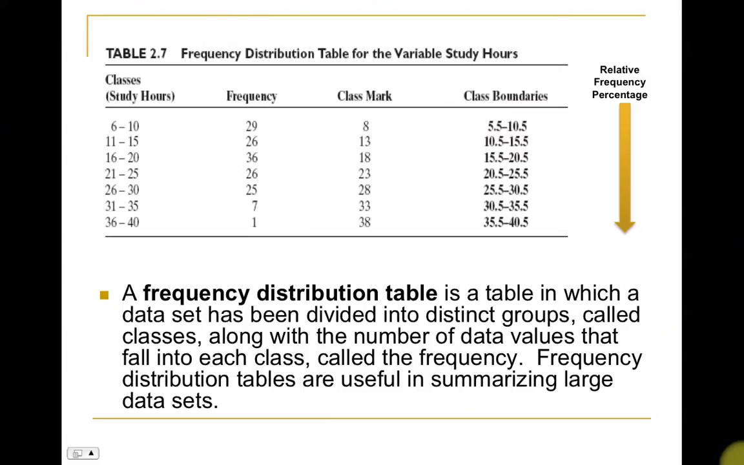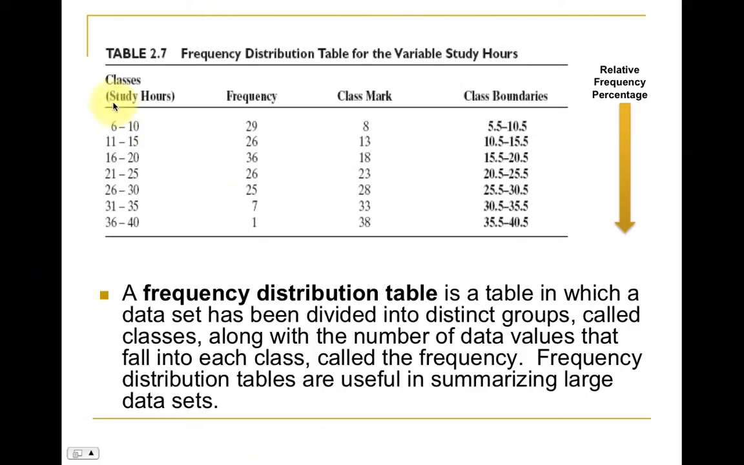Okay, so the definition is a frequency distribution table is a table in which a data set, which is a collection of numbers, has been divided into distinct groups called classes, along with the number of data values that fall into each class, called the frequency. So looking at the table here, our first class, 6 to 10, has a frequency of 29. That means there are 29 data values in this data set that have values between 6 and 10. Frequency distribution tables are useful in summarizing large data sets.